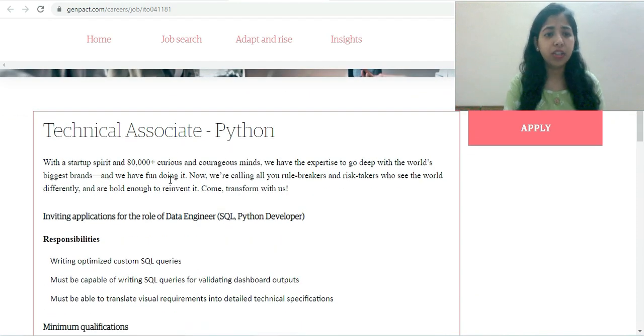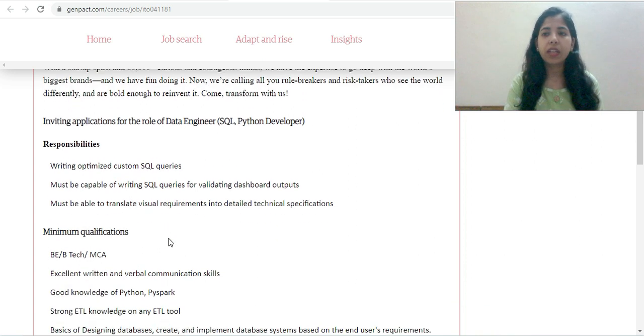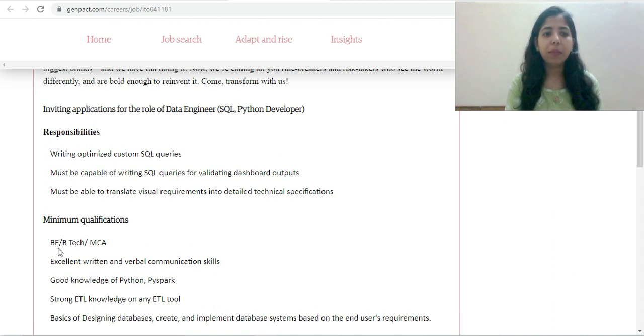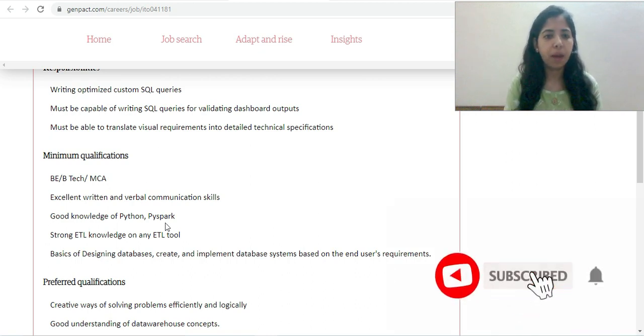The responsibilities would be writing and optimizing custom SQL queries, being capable of writing SQL queries for validating dashboard outputs, and being able to translate visual requirements into detailed technical specifications. The eligibility criteria would be BTech, BE, MCA, and you should have very good communication skills, whether verbal or written. Knowledge of Python and PySpark is required, and you should have good knowledge of these programming languages. Strong ETL knowledge, or knowledge of any ETL tool, is also well and good.